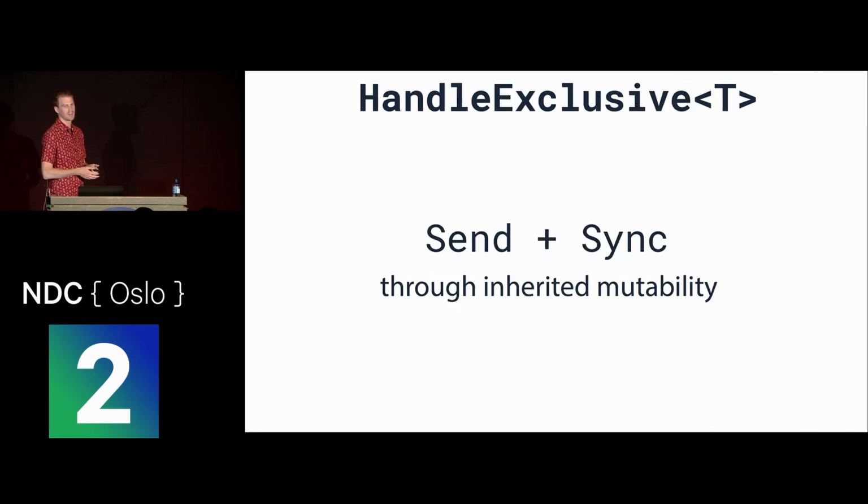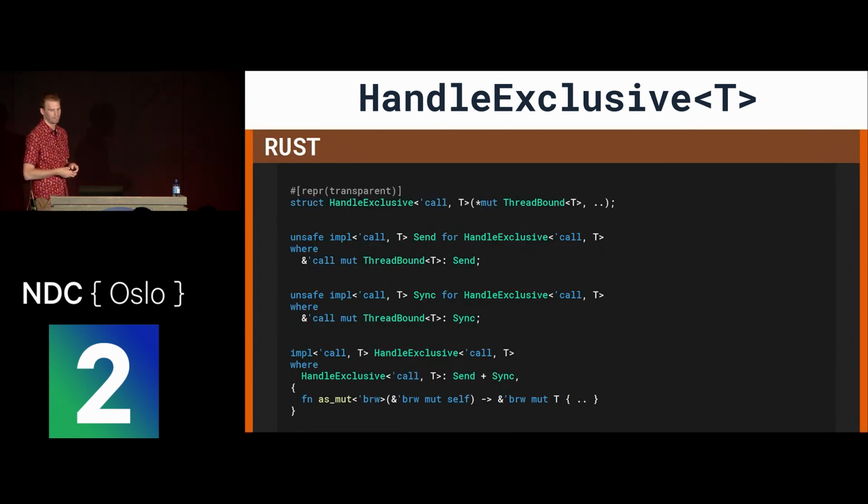HandleExclusive is a bit different. It achieves Send and Sync through inherited mutability. It allows us to pull an exclusive reference out of our HandleExclusive value without creating data races. So it looks kind of similar to HandleShared, but there's a difference. It has this ThreadBound thing in it. You might be able to guess what that's about just from the name, but we use it to satisfy Send and Sync instead of the underlying value. So we say that our HandleExclusive is Send when ThreadBound is Send, and our HandleExclusive is Sync when ThreadBound is Sync. And when they are, we can get an exclusive reference.